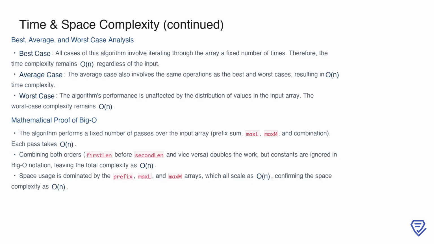Finally, let's consider the best, average, and worst-case scenarios for this algorithm. Regardless of the distribution of values in the input array, the algorithm performs a fixed number of linear passes over the array.